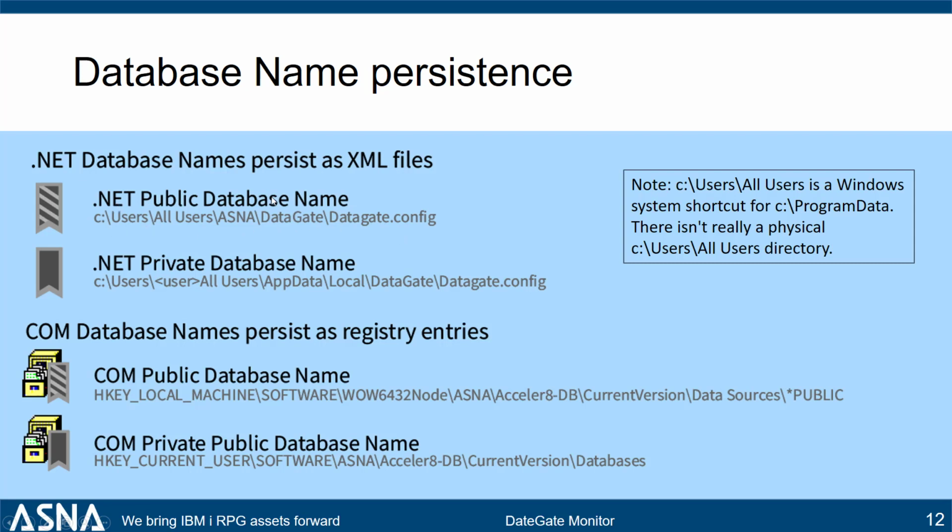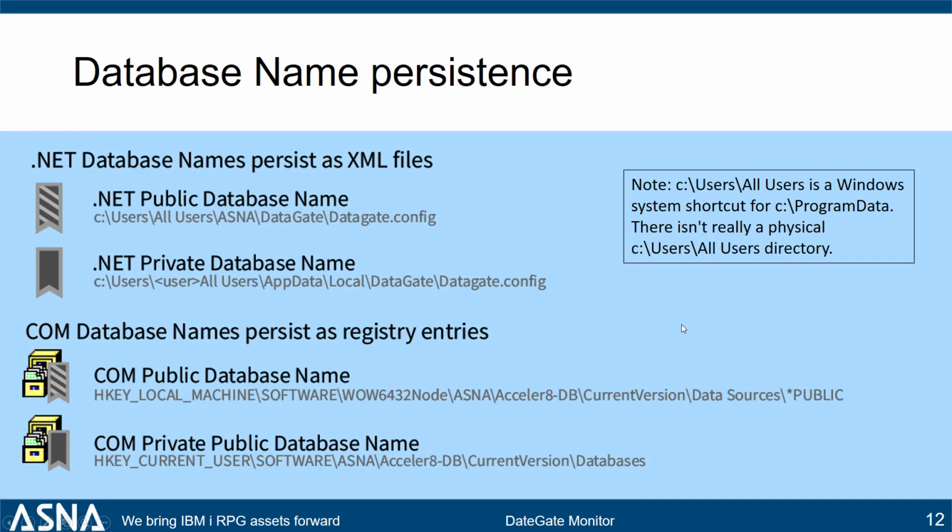So for example, the public .NET database name is persisted to a file that lives in the all users ASNA DataGate config file. Now let it register that all users folder is a Windows synonym for the program data folder. I don't know why Windows does that, but you can refer to it as either all users or just purely C program data. I think it owes to some history with Windows 7. There isn't really a physical all users directory. It's a link to the C program data folder.